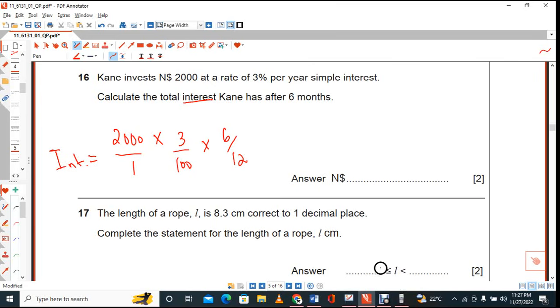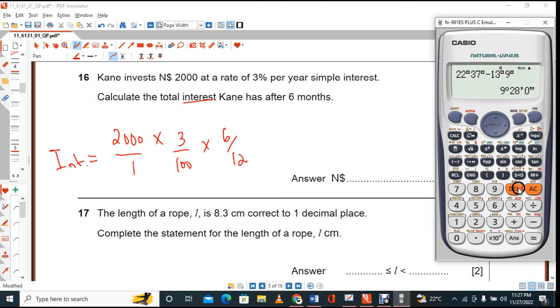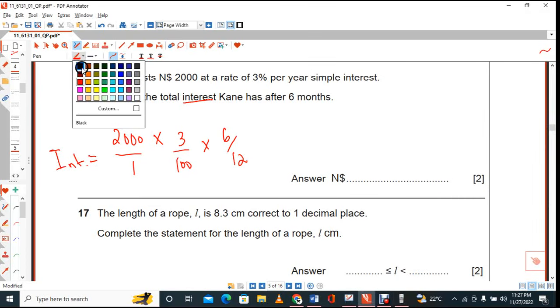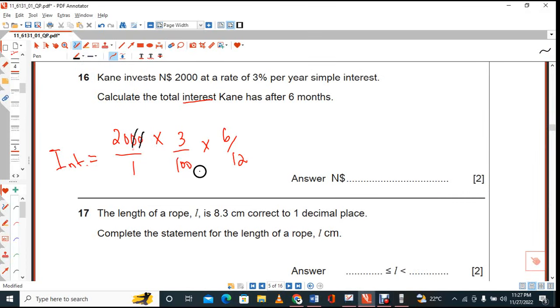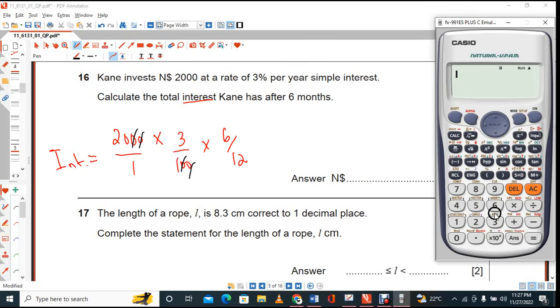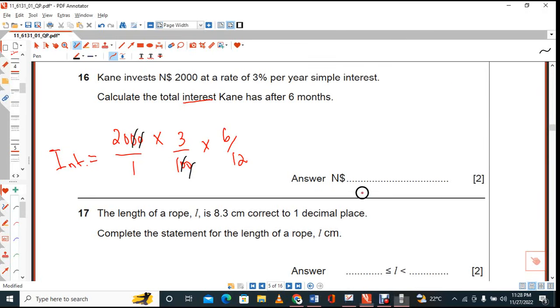All right. So once you grab your calculator, you should realize that I can make it a bit simpler for myself when I work it out by dividing by 100 here. Okay, so that should be fine. So that's 20 times 3 times 6. That answer I'm going to divide by 12. Whatever you do, you should arrive at $30 Namibian dollars.